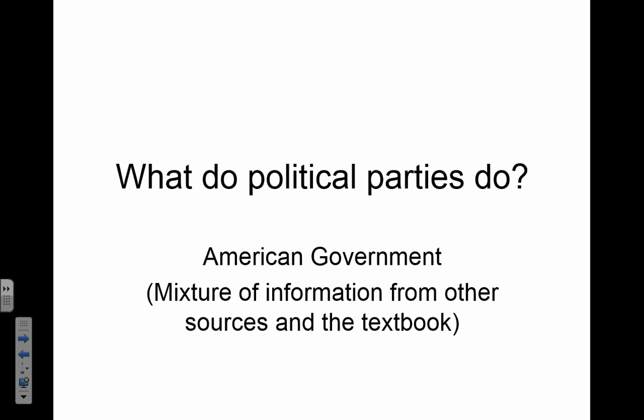So what do political parties do then in the United States? Well, they do a bunch. They play different roles, and some of this is going to come straight from your textbook. And a lot of it is going to come from other sources, a combination of things.